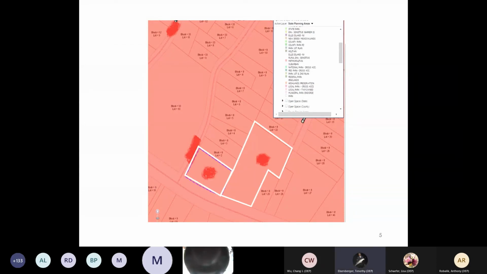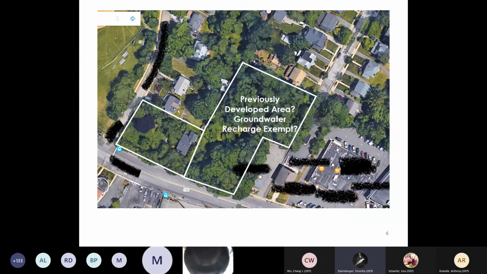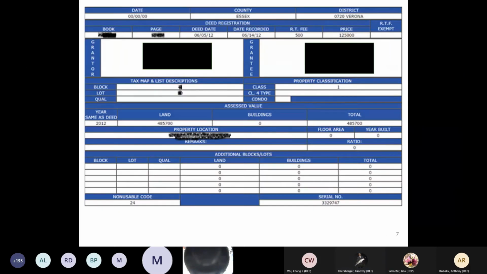Here's a tax map image of the site. The proposed development consists of 2 lots that are to be merged together. This aerial photo shows that the lot is currently a wooded area. From the tax record, you can see that there are no existing buildings on the wooded lot. Therefore, the site is not a previously developed area and cannot qualify for the urban redevelopment area exemption. So the township was wrong to issue that exemption in this case.